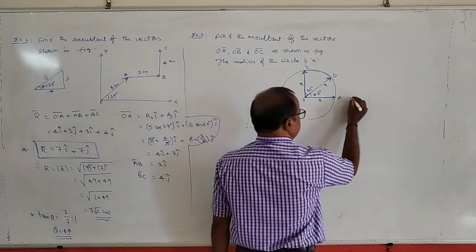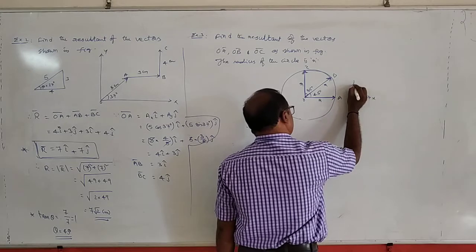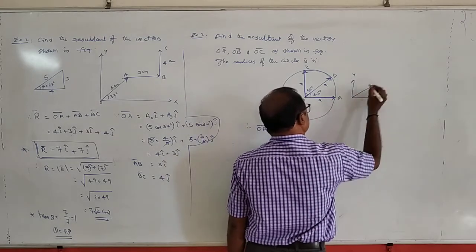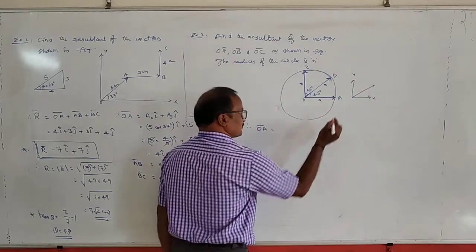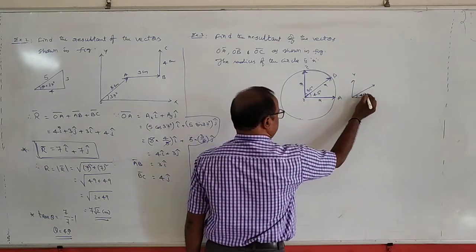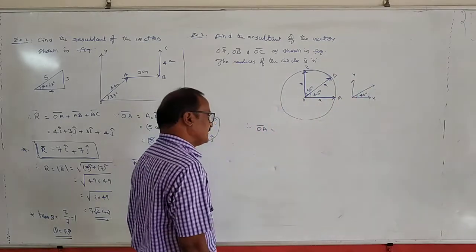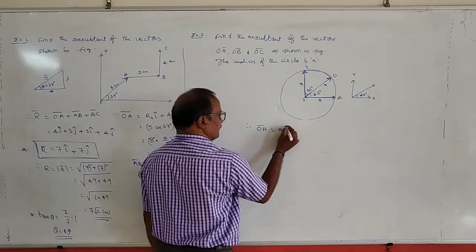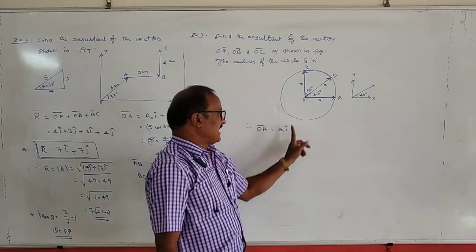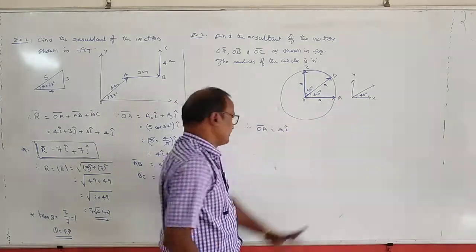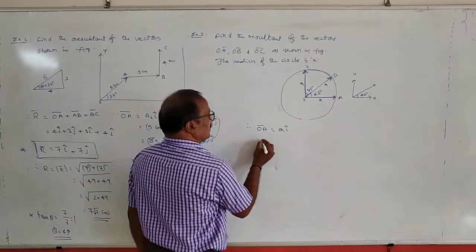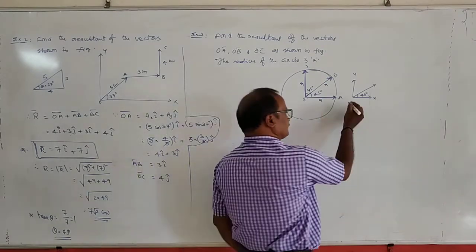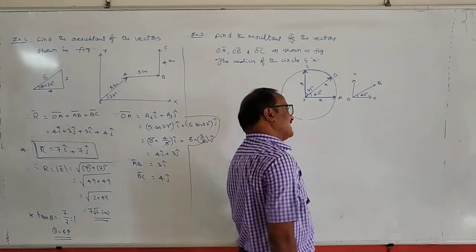OA bar is lying in the x direction, OC bar is lying in the y direction, and OB bar is lying in the xy plane, at 45 degrees with the x axis. That's why OA bar is equal to R i cap. R is the magnitude and i cap is along the positive x direction. Next one, OB bar, lying in the xy plane.